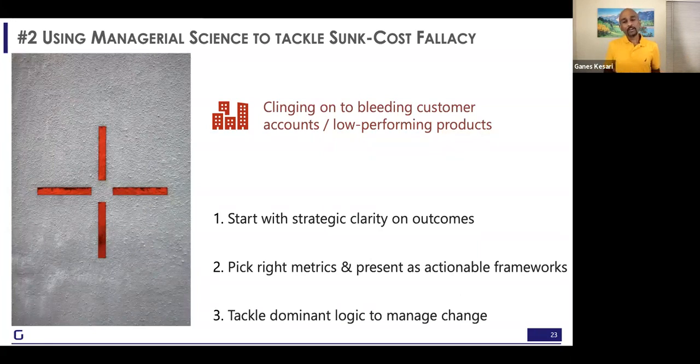And that's where the third point comes in. How do you tackle dominant logic, or in other words, business as usual, how you've operated all along, for managing change? Here again, the role of the startup founder or the leader is very important. First, they'll have to understand what's at play, and then convince their teams and empower them to make these decisions, letting go of some customers, some revenue, because it's not aligning with the organization's growth path. That's how you use managerial science to tackle the sunk cost fallacy.